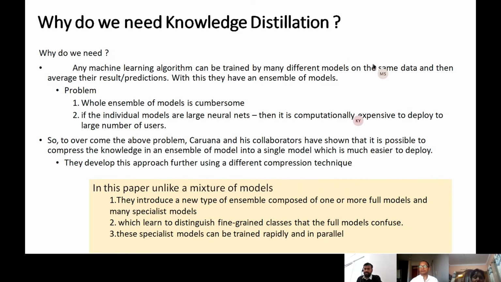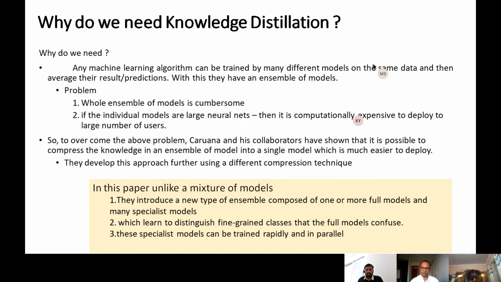So what is distillation? Any machine learning model can be trained on the same data, and a number of models can be built. Model 1 can grab some insights that model 2 hasn't, so an ensemble of models might actually be good. But the problem is it's cumbersome and computationally very expensive if the individual models are larger neural networks. Caruana and his collaborators tried to address this problem of deploying a computationally expensive model as one easier model, but the problem of the cumbersome model has still not been addressed.